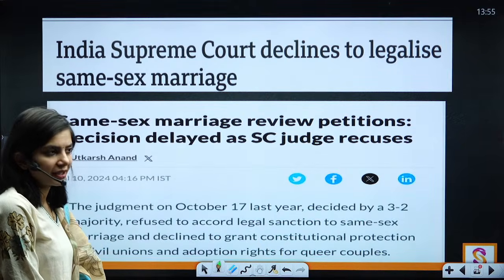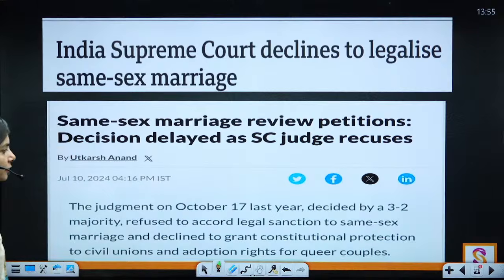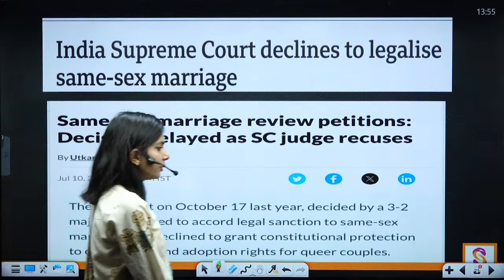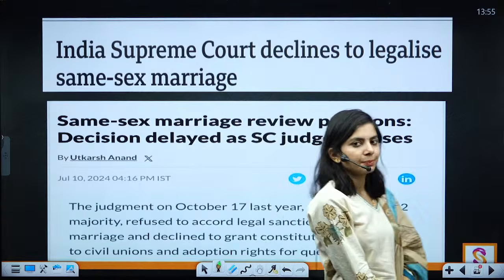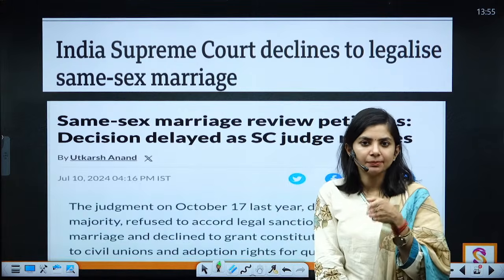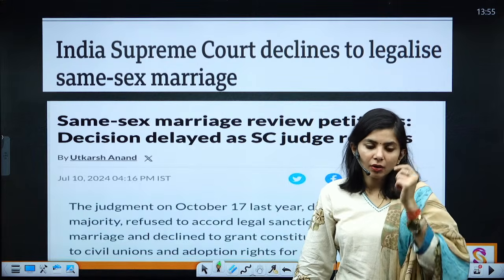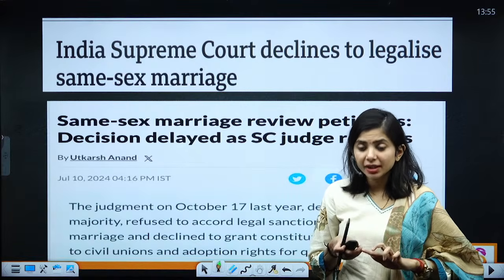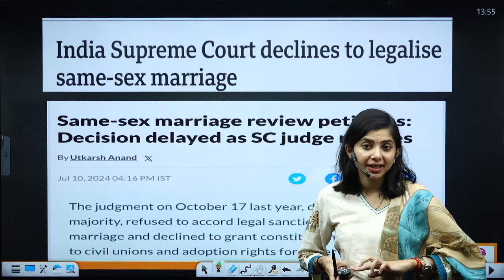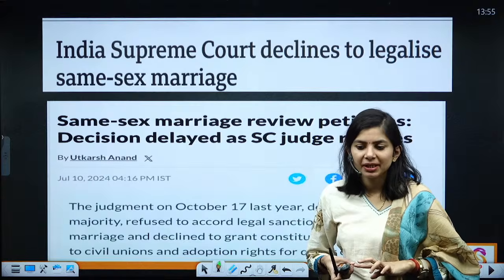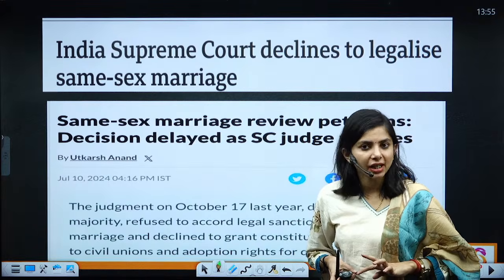Other different types of marriages, like I have told you, in terms of marriage regulation we need to cover this part also. India's Supreme Court declined to legalize same sex marriages. Same sex marriage means what? Where the gender is the same, and biologically they cannot have a child, they cannot form a family, so this is not something which is allowed.